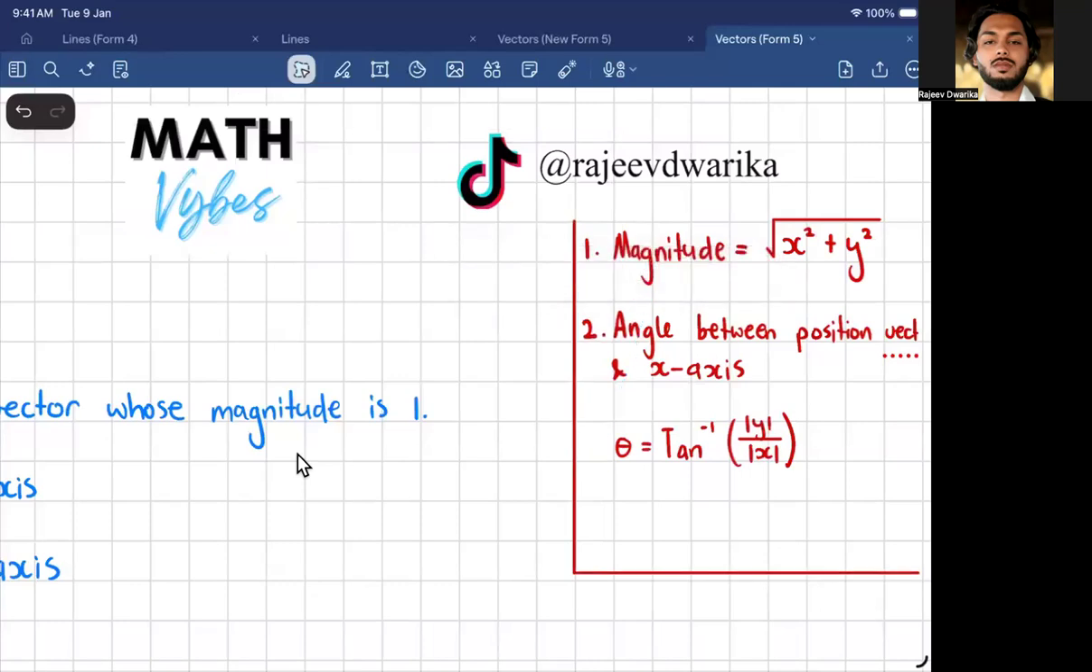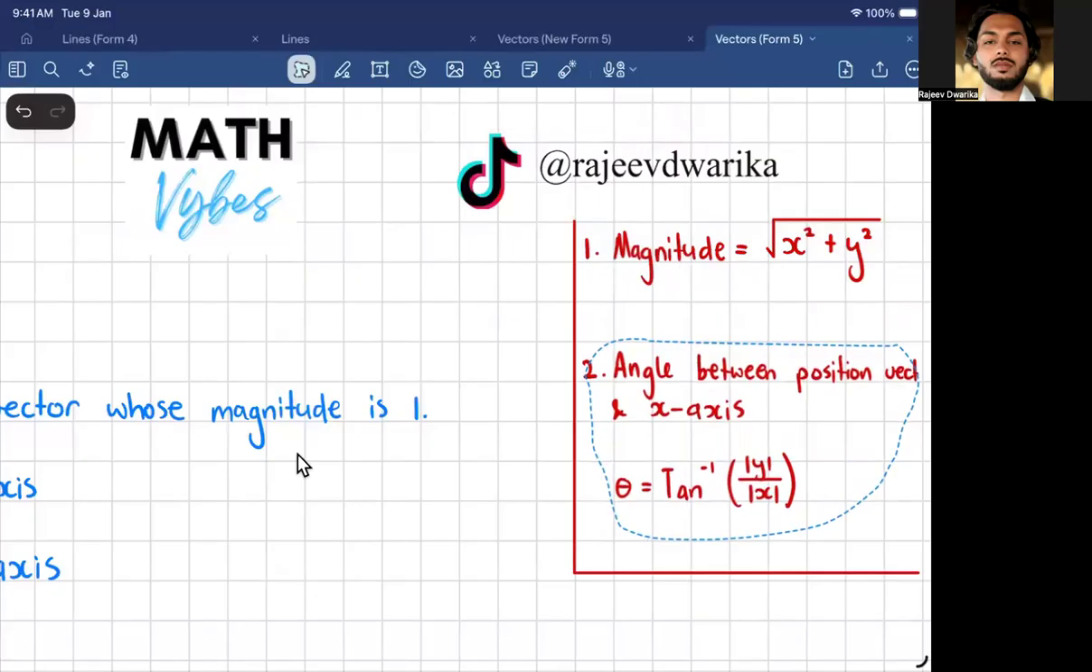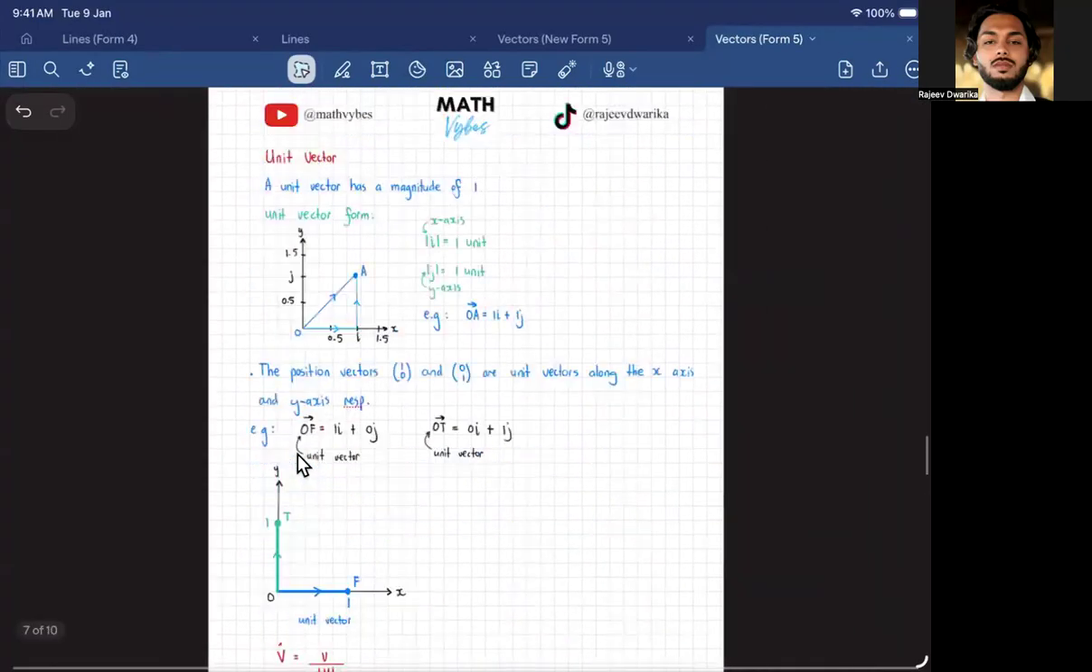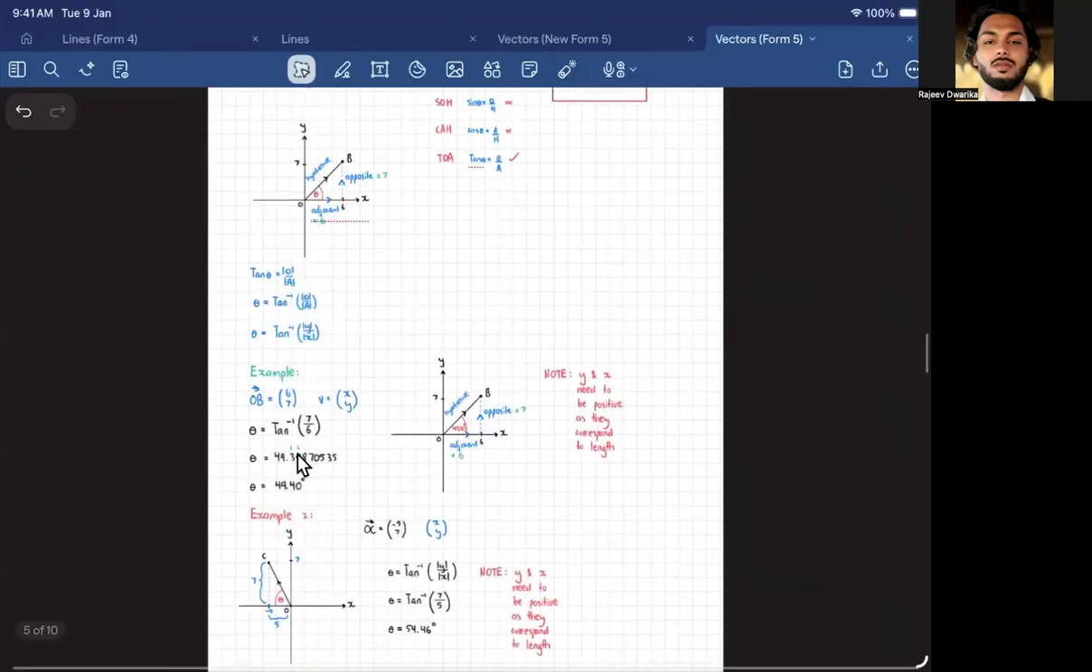Please commit them to memory. If you don't understand how we come up with these formulas, check out the last recording. In the last class, I went through it very rigorously as to how we came up with these things. The first one is just Pythagoras theorem, and the second one is just trig ratios. So you need to remember those things. Cool.